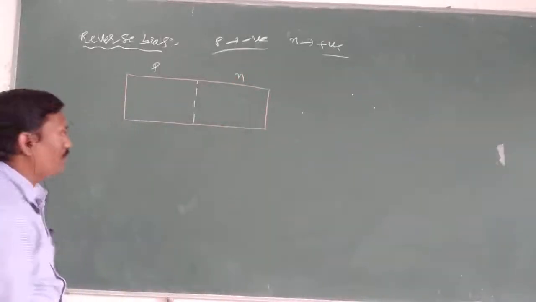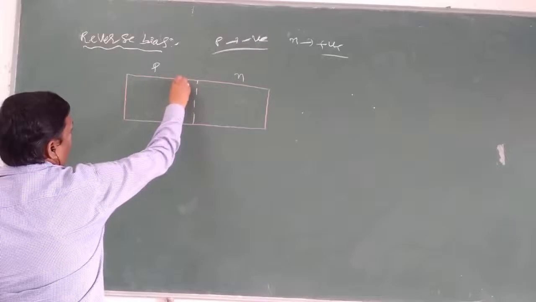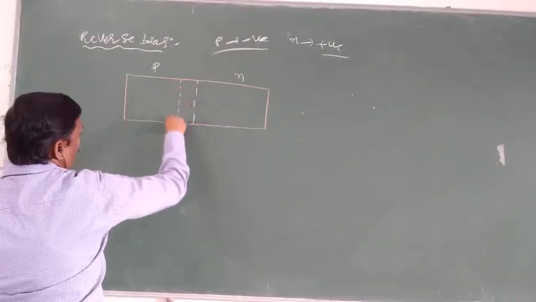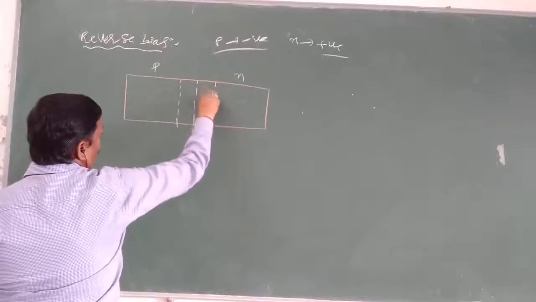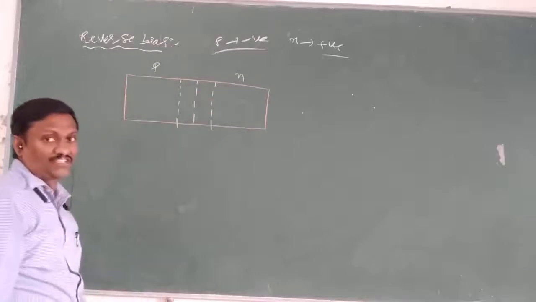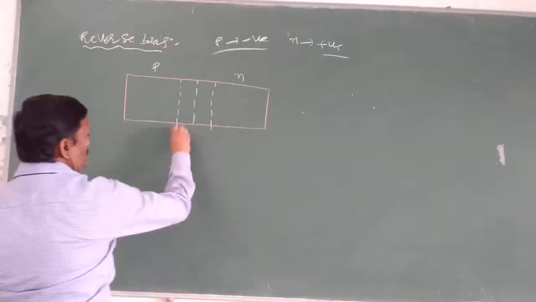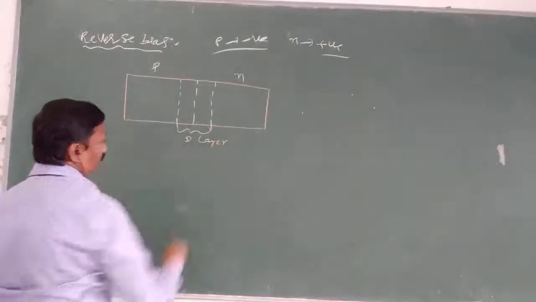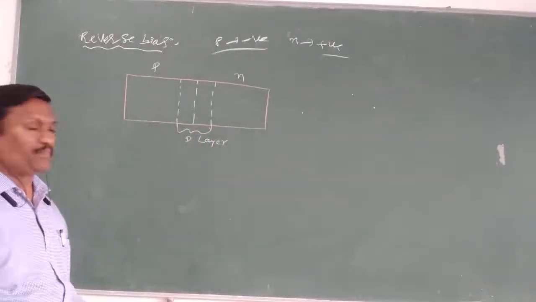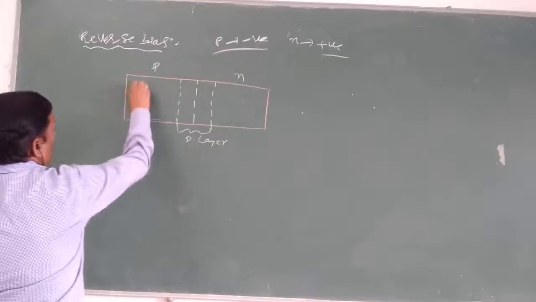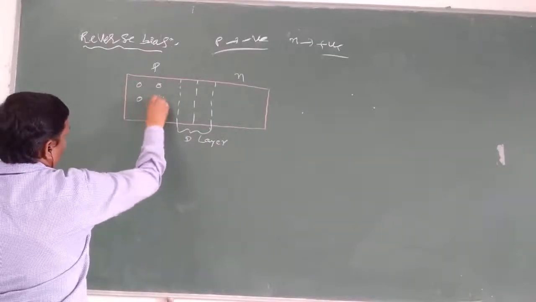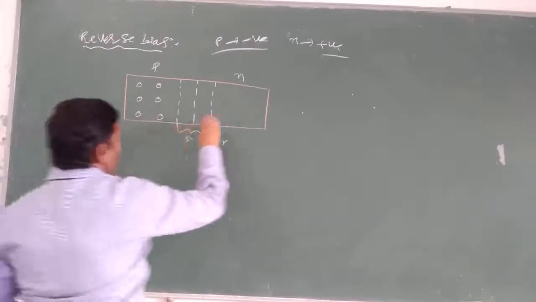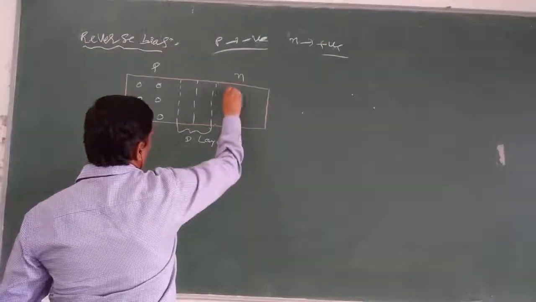In the P region, we know a narrow region which forms on either side of the junction, which decreases further movement of charge carriers, is called the depletion layer. So this layer is called the depletion layer. And we know in the P region, holes are majority carriers, and in the N region, electrons are majority carriers.